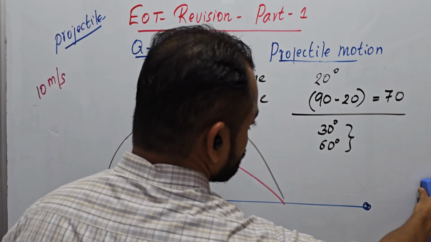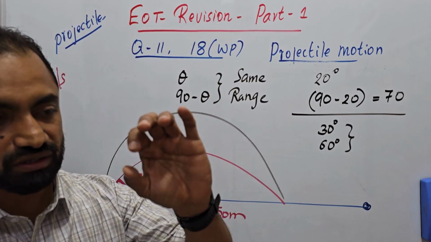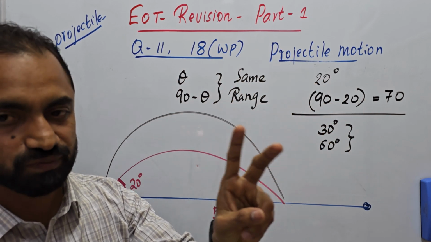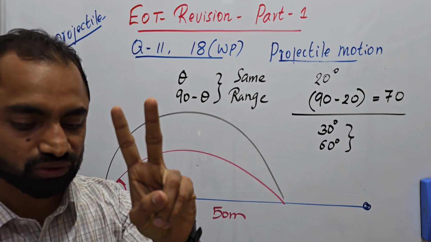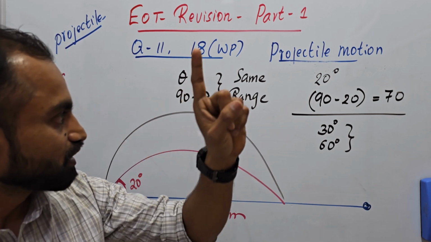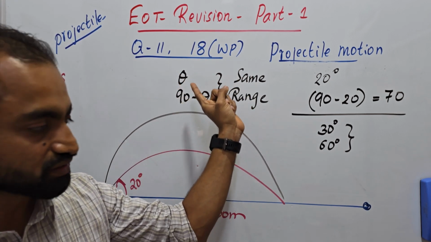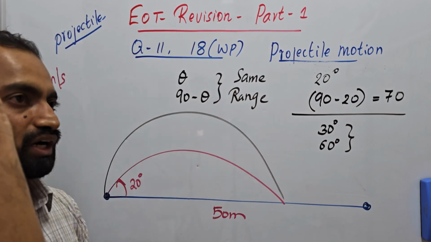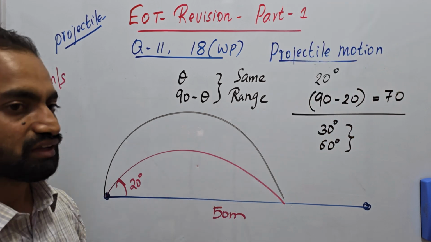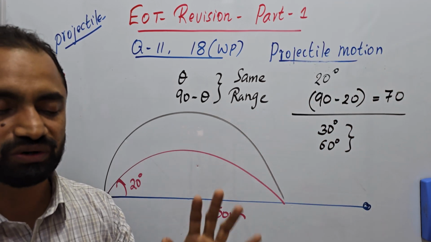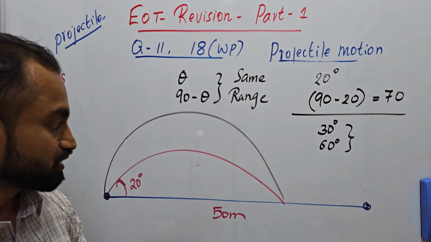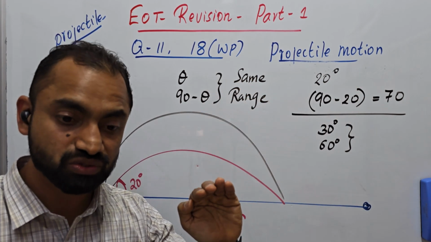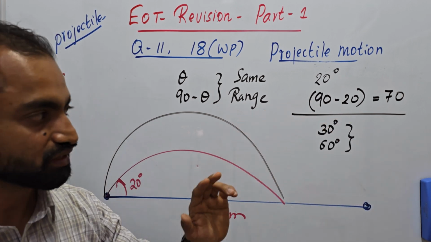See, the object will travel the same distance for the same speed for two different angles. What are the two different angles? Theta and 90 minus theta. If you throw a ball at 20 degree, if it travels 50 meter, then if you throw the ball at 70 degree, it will also travel 50 meter for the given speed.